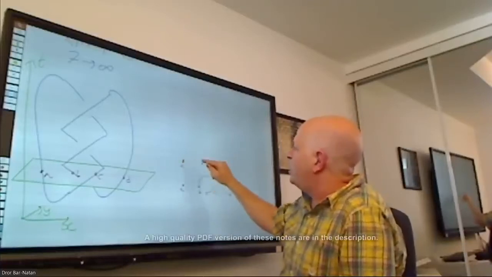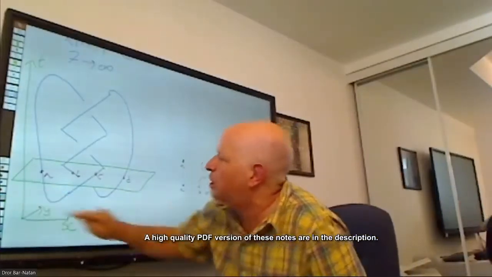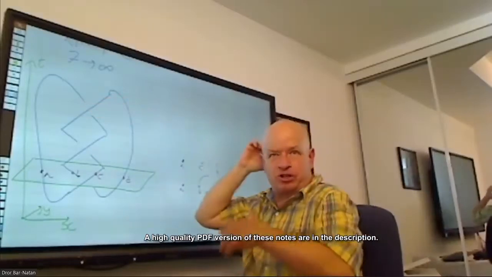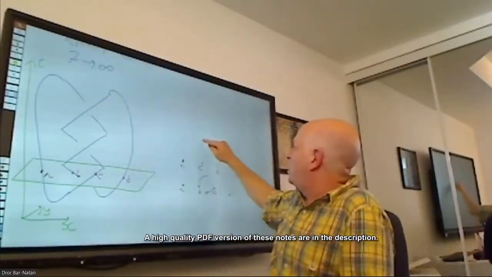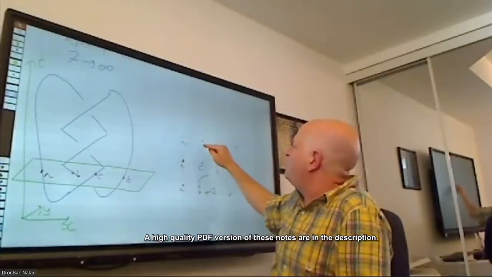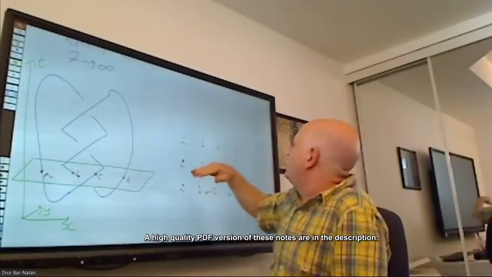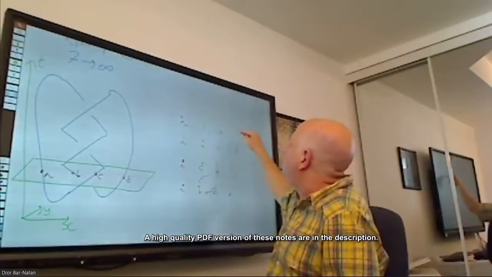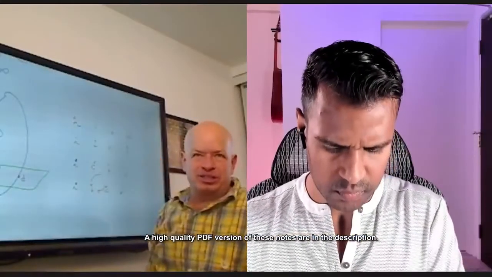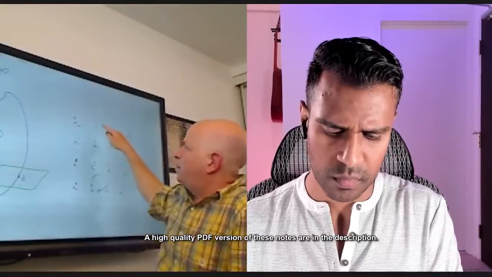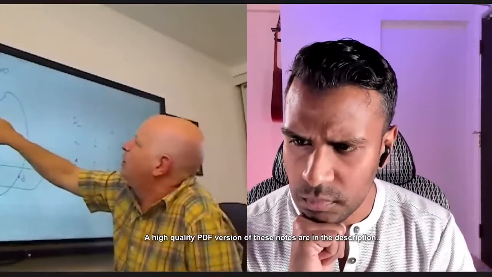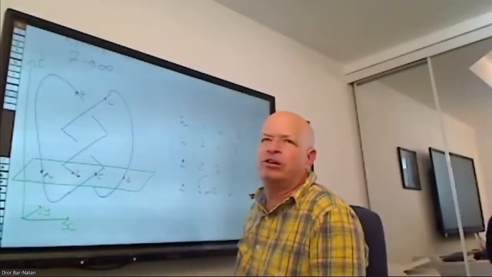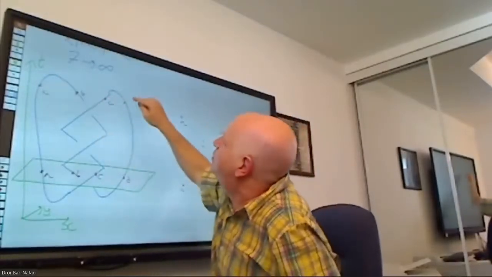So you have A, C, B, D. And as you move the plane even farther, they trade places again. So again, you'll have A, B, C, D. And if you move a little farther, again, they trade places. So you'll have A, C, B, D. And then something funny happens. By this time, point B is over here and point C is over here and point A is here and D is here.